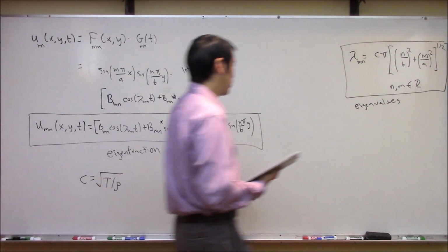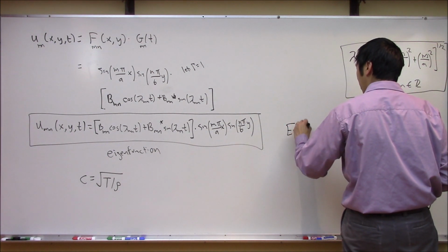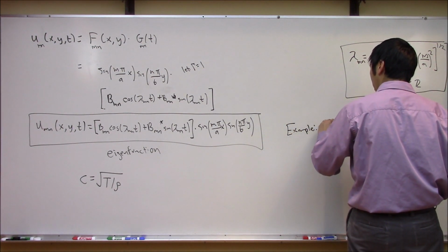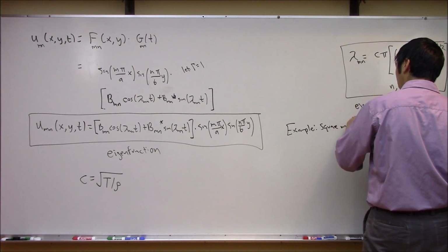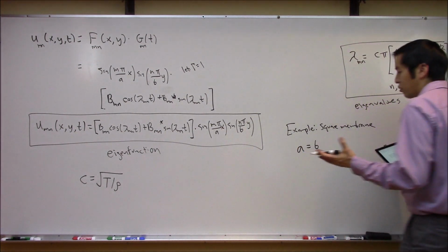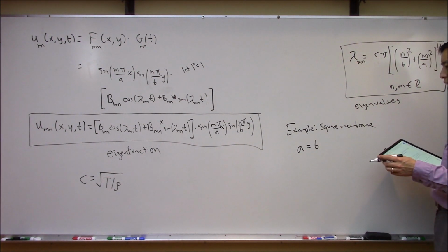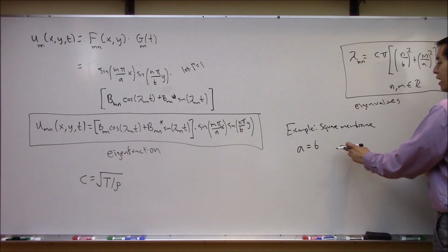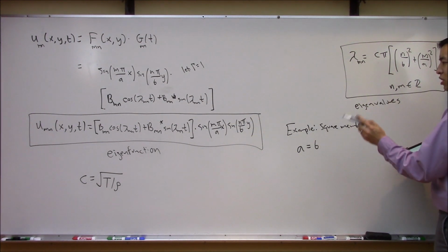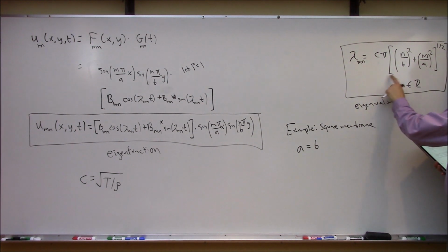So before we jump over to Mathematica, let's set the stage here. Let's look at an example of a square membrane, where A is equal to B is equal to something similar. So instead of a rectangular membrane, you have a square membrane. What makes that interesting is that there are actually different solutions which yield the exact same eigenvalue.